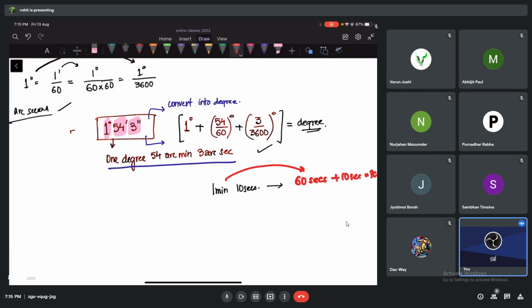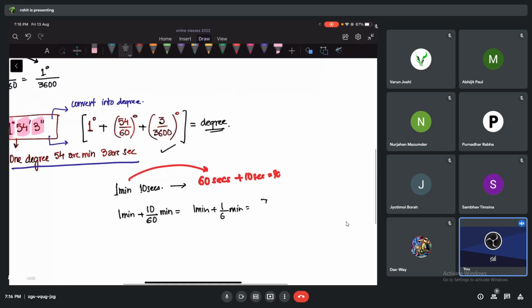Then I tell you to convert into minutes. How will you convert into minutes, guys? 1 minute is already there. 10 seconds is how many minutes? We divide by 60, 10 by 60, and this has now become minutes. Now you add it: 1 minute plus 1 by 6 minute. That is 7 by 6 minute. So we have converted like that.